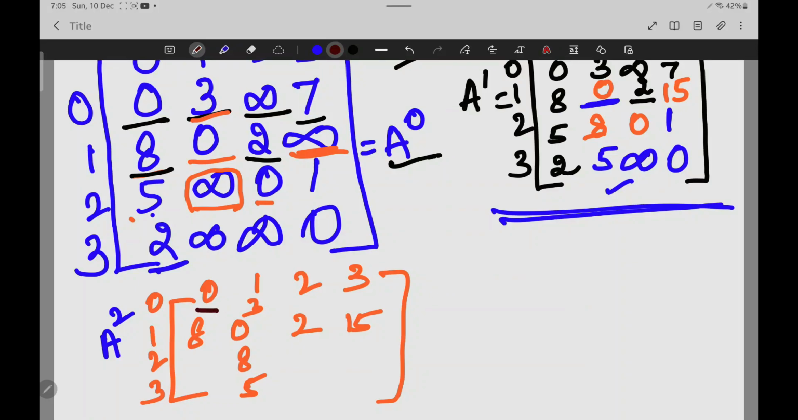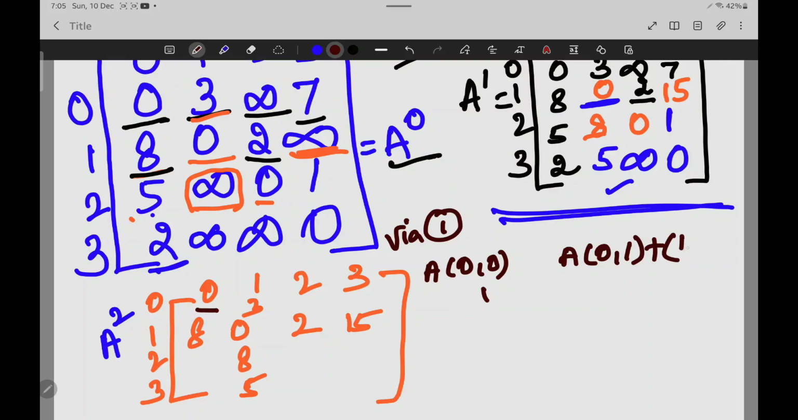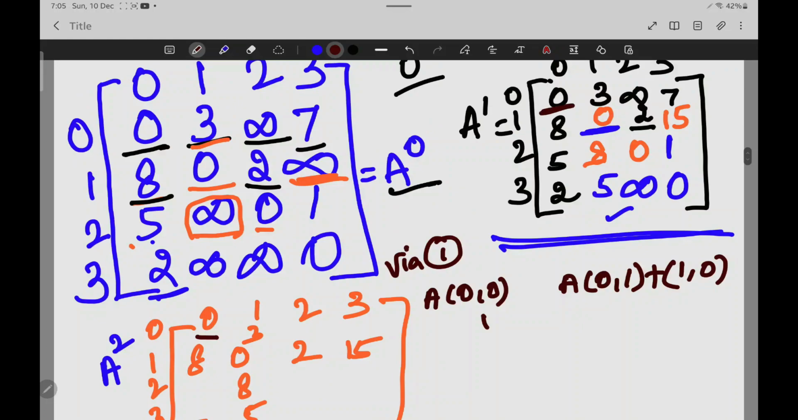So next we need to find this value A of 0 comma 0. This is via 1, right? So via 1. So A of 0 comma 1 plus 1 comma 0. 0 comma 0, here we are having 0. So definitely this will be the minimum. 0 comma 1 is 3 plus 1 comma 0 is 8. So definitely we need to keep the previous value 0 only. So why? Because that is the minimum value.